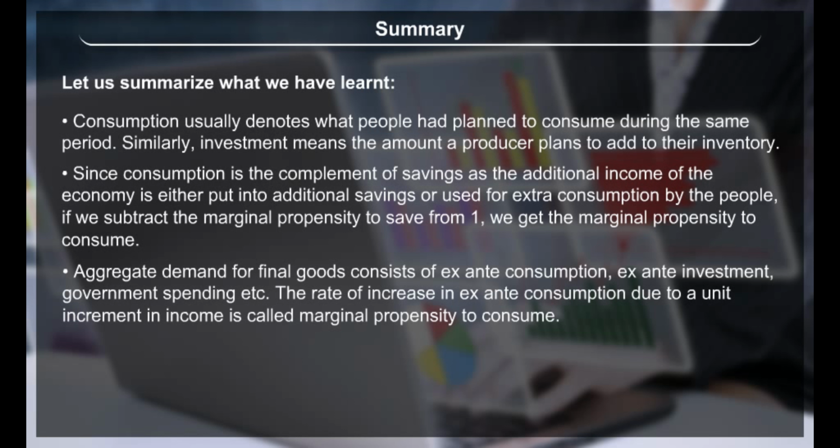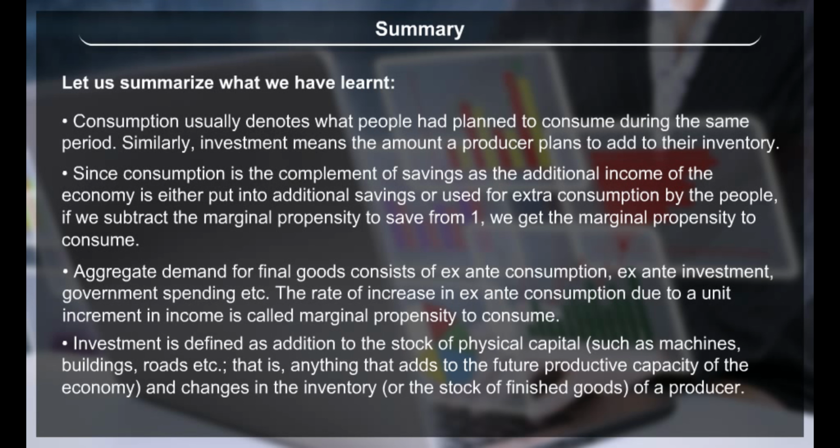Aggregate demand for final goods consists of ex ante consumption, ex ante investment, government spending, etc. The rate of increase in ex ante consumption due to a unit increment in income is called marginal propensity to consume. Investment is defined as addition to the stock of physical capital, such as machines, buildings, roads, etc. That is, anything that adds to the future productive capacity of the economy and changes in the inventory or the stock of finished goods of a producer.